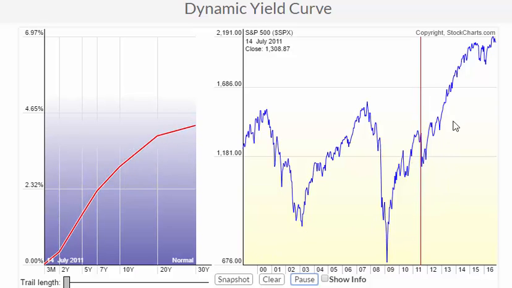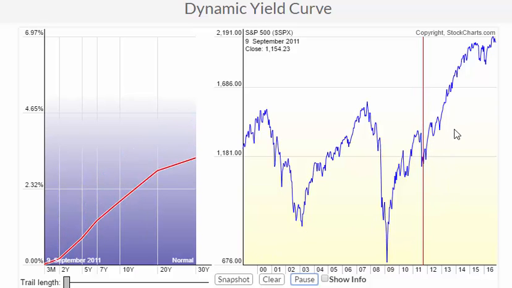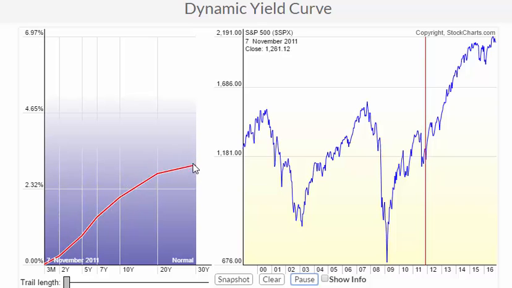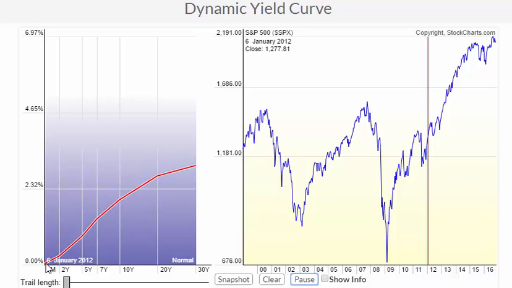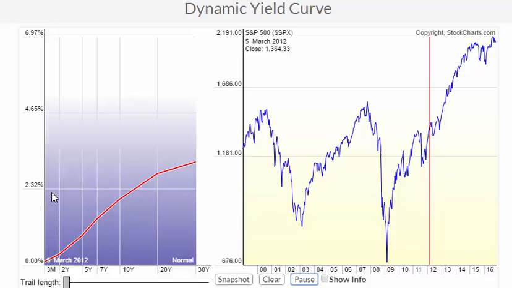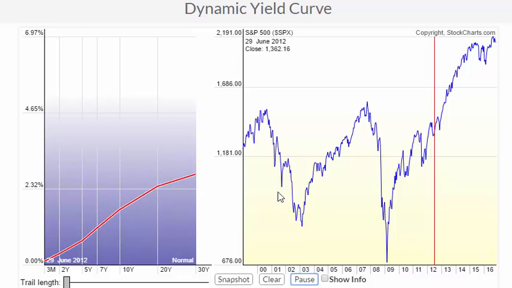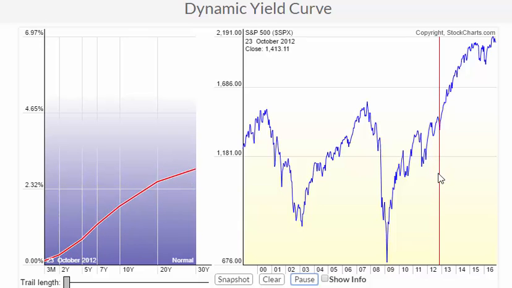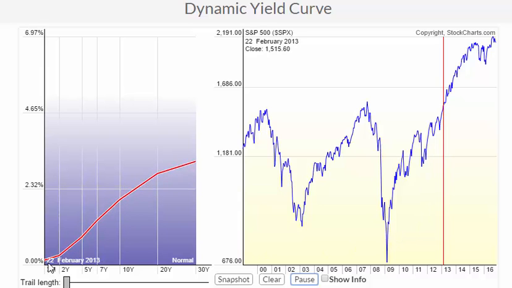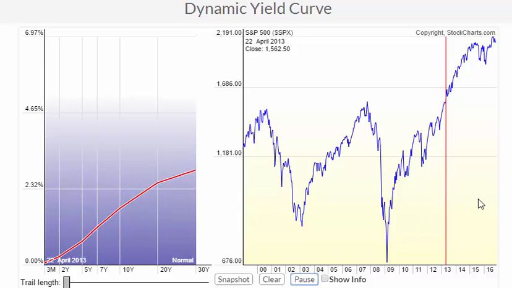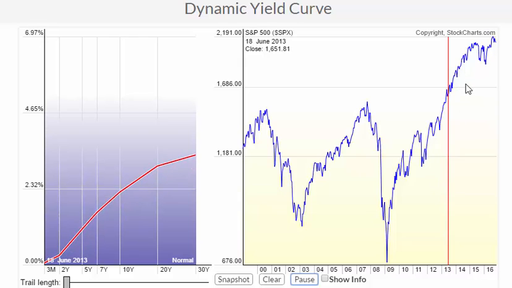And so as we advance along, you can see that if this wasn't pegged, it would probably be at a very flat or inverted yield curve, and the stock market would match the real economy, which is, for all intents and purposes, flat to maybe even recessionary. But because of this distortion, the stock market has risen.